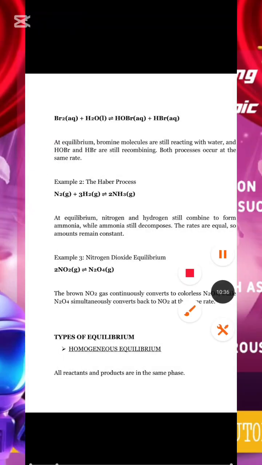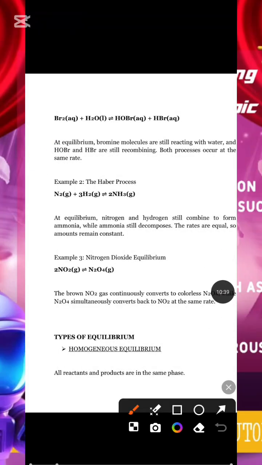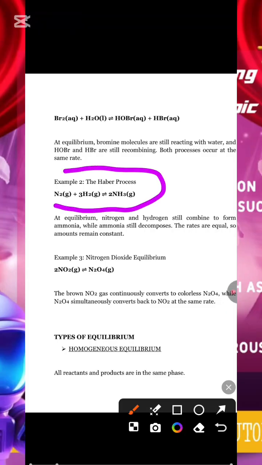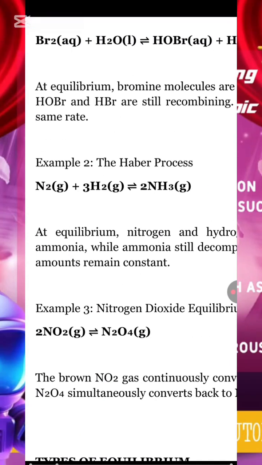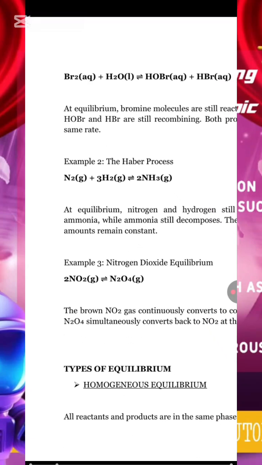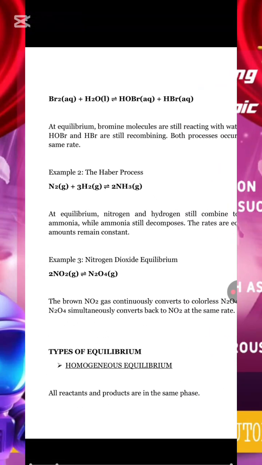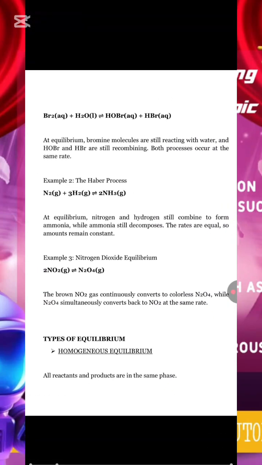The Haber process is a well-known example of a reversible reaction. For this reaction to be at equilibrium, you can see nitrogen, hydrogen, and ammonia. The nitrogen must react with hydrogen to form ammonia, and at the same time, ammonia reacts to form hydrogen and nitrogen. Once this happens at equal rates, the reaction is said to be at equilibrium.